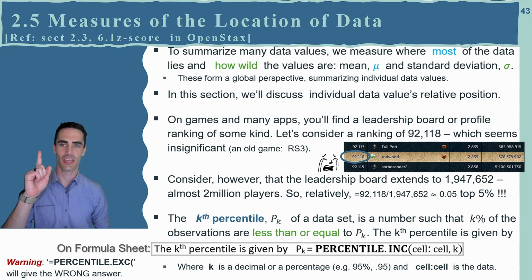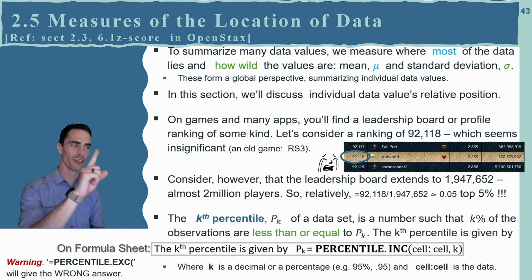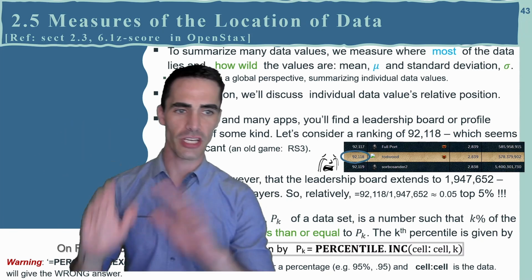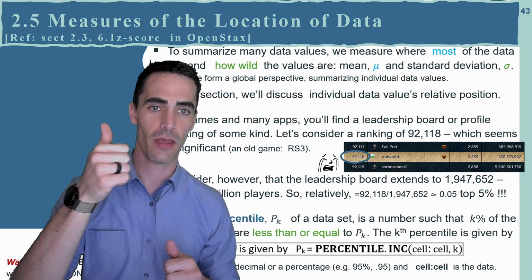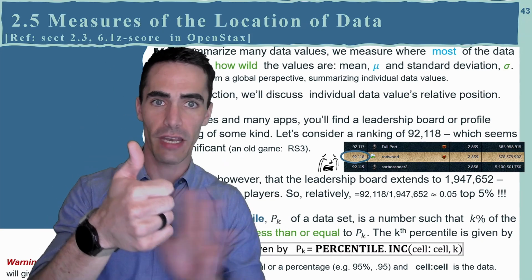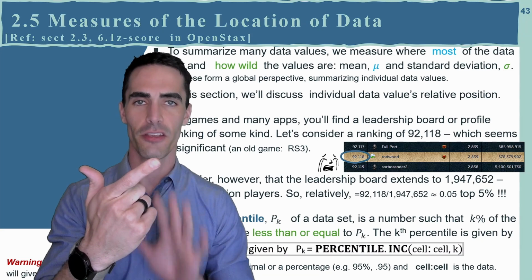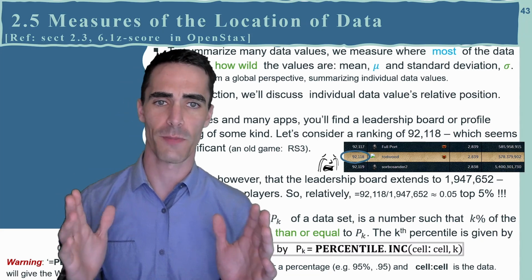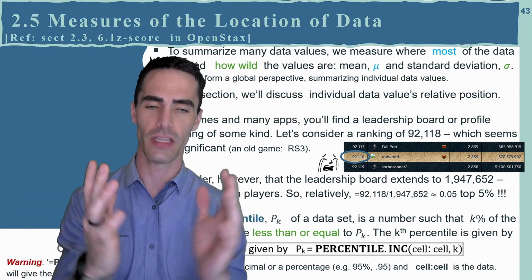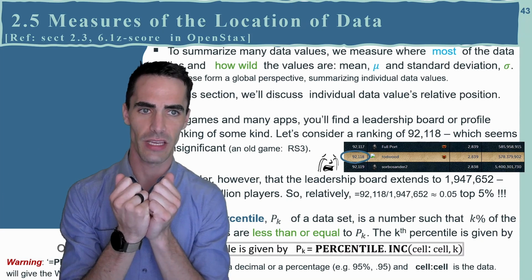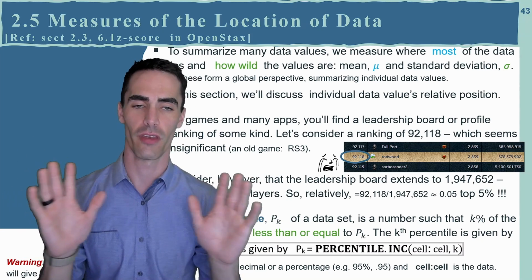In this video, we're discussing measures of location of data. We're going to change our perspective. In the past, we've talked about mean, where's most of your data, where's the center located, and standard deviation, how wild is your data. But those are more global perspectives that say, forget about the individual pieces. We're going to summarize everything and really give two numbers to give a good description of the data.